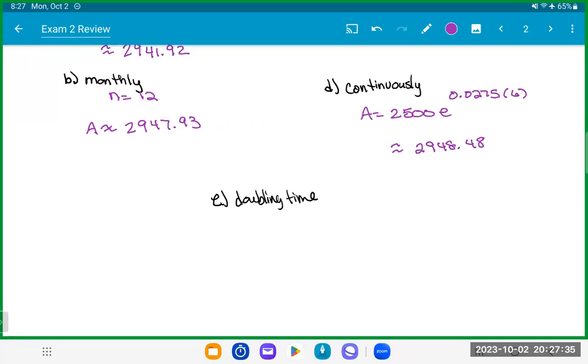So how long, if my interest rate is 2.75%, how long will it take me to double my money? How long do I have to invest my money for at 2.75% in order for my money to double? So that is my doubling time, which is, remember, capital T equals the ln of 2 divided by my rate. In this case, my rate is 0.0275. So it'll take me approximately 25.2 years to double my money.